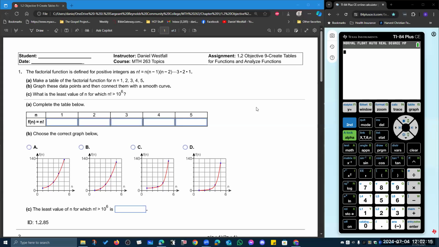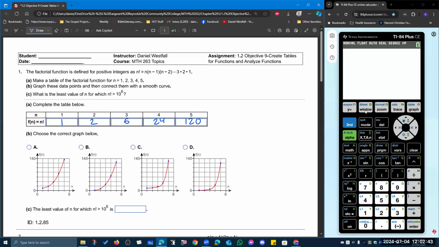In this video, we're going to talk about 1.2, Objective 9, where we create tables for functions and analyze functions. Factorial notation is defined as above here. 1 factorial is 1, 2 factorial is 2, 3 times 2 is 6, 4 times 6 is 24, 5 times 24 is 120, and the graph is going to have those points there.